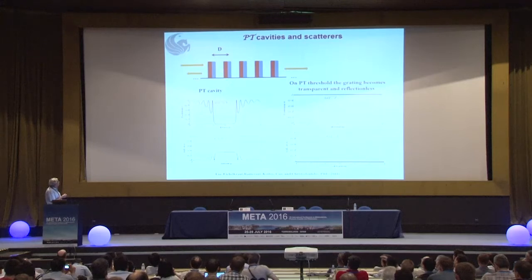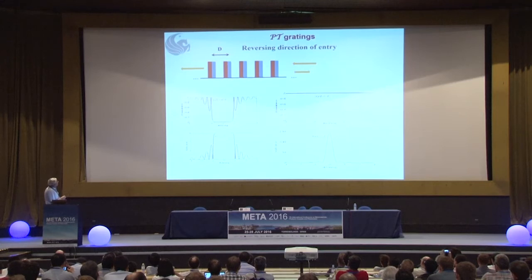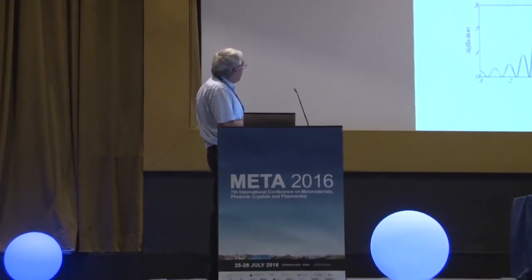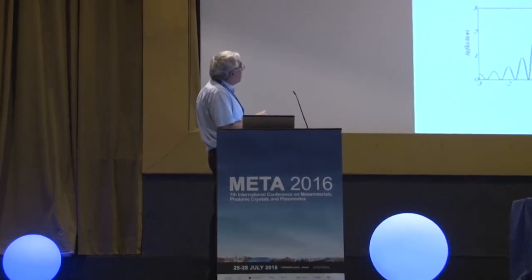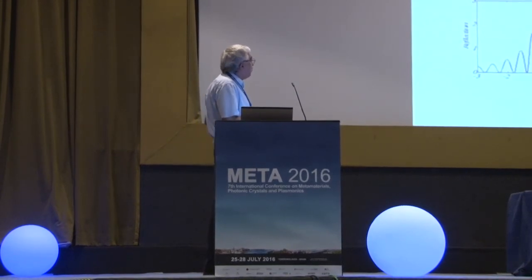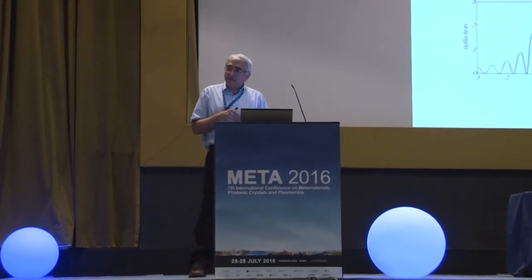So the question now we have to ask is, what will happen if I come from this side? Will I see the same effect? And the answer is no. If I come from this side, then the transmission looks like that, and as I keep increasing the gain-loss contrast, the reflection, instead of diminishing, keeps increasing, and then exactly at the exceptional point, the transmission becomes unity, and the reflection starts to now exceed 100 percent. So from this side, the grating is invisible, while from the other side, it's totally visible.